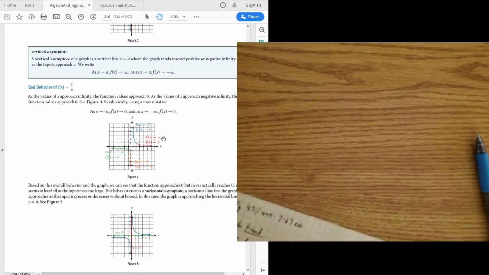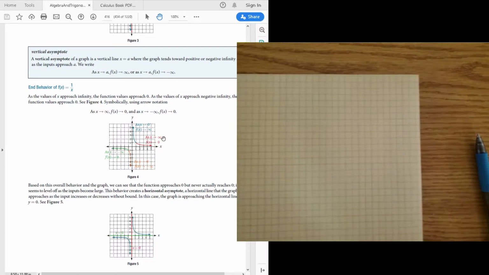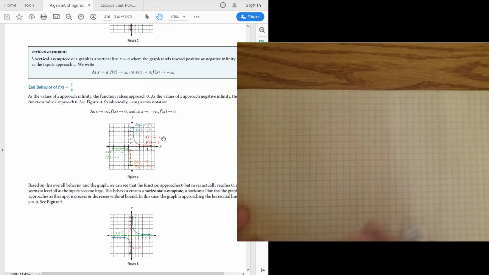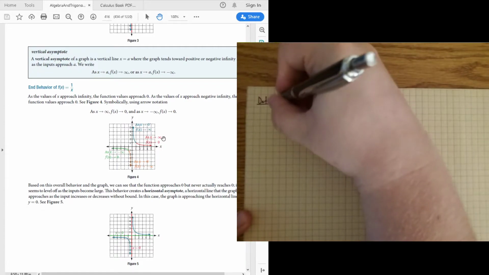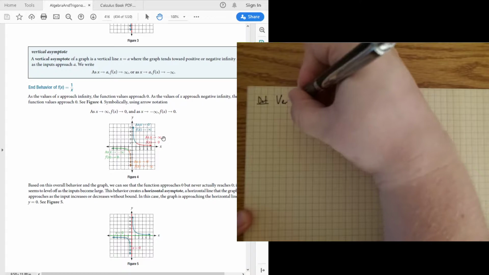Okay. Next bit of notes. We have now the definition of vertical asymptote.